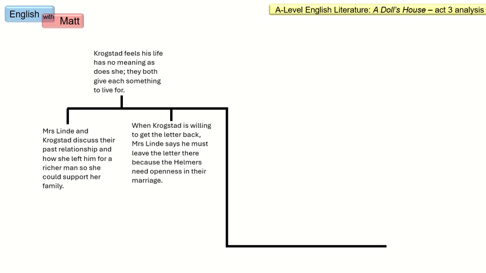And in this conversation, of course, when Krogstad is ready and willing to get the letter back in which he has explained Nora's deceit with this forgery of this loan, Mrs. Linde, perhaps surprisingly, says, "No, no, Krogstad, leave that letter in the letterbox because the Helmers now need openness in their marriage. You must not take it back." Even though initially perhaps she went round to see him or started talking to him in order to manipulate him sufficiently to get this letter back. And when that happens, she says, no, no, they need openness.